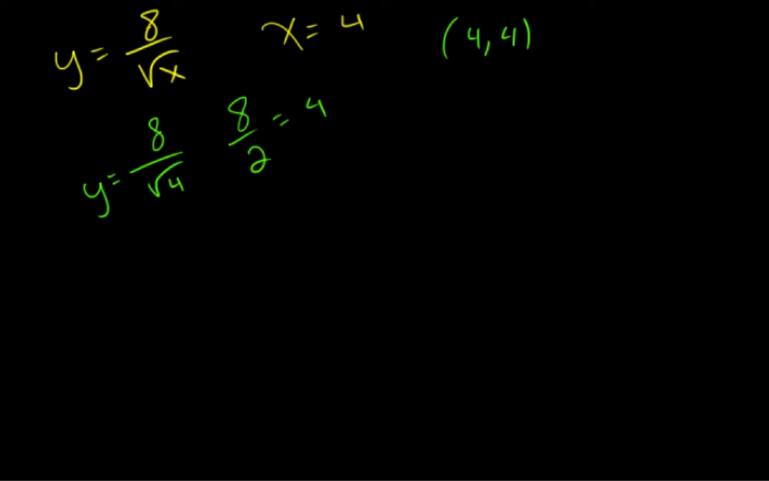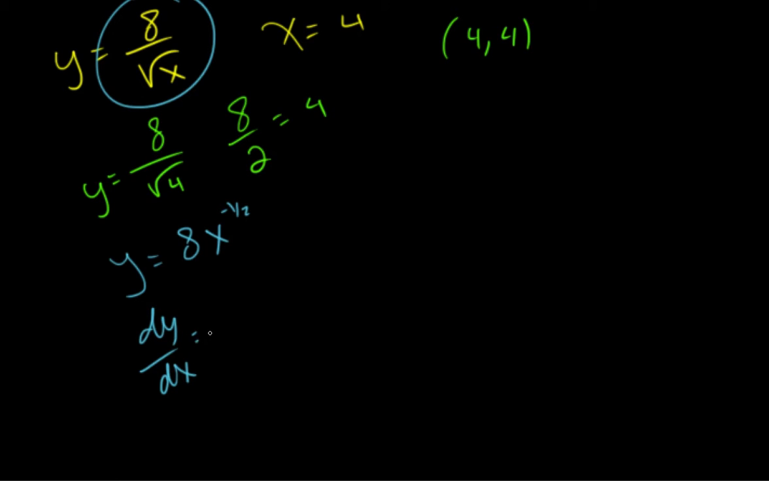And then we're going to rewrite y as 8x to the negative 1/2. And so if we find the derivative of that, because we're trying to find the tangent slope first, we're going to bring down the negative 1/2. We still have the 8, and then we reduce the exponent by 1. So that's our derivative. If we combine those, we end up with negative 4x to the negative 3/2.